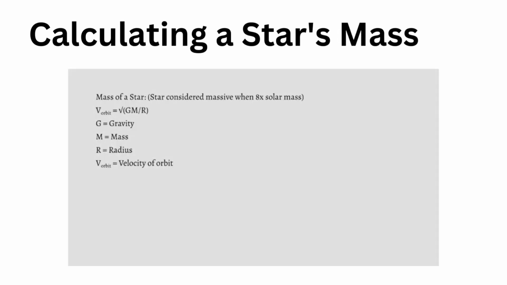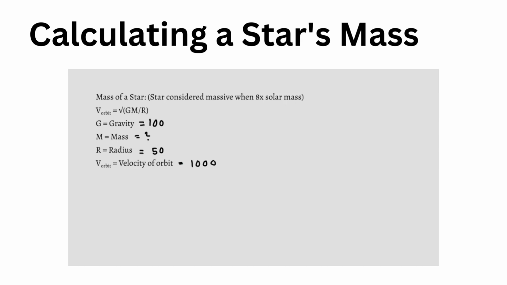Now, we have to find the mass of the star. Currently, you have the equation: velocity of orbit equals the square root of gravity times mass divided by the radius. So now we set mass as a question mark for now. Let's say the gravity was 100, the radius was 50 meters, and the velocity of orbit was 1000 meters per second. So, okay, now we have to rearrange the equation.